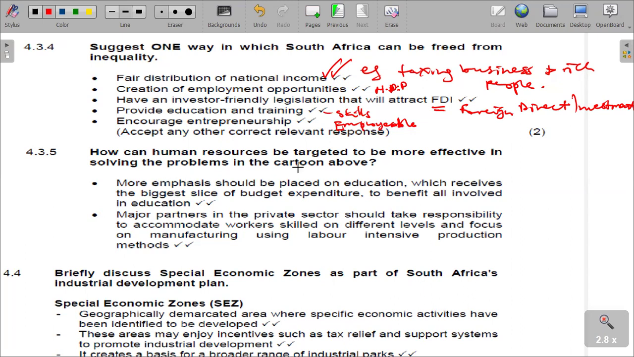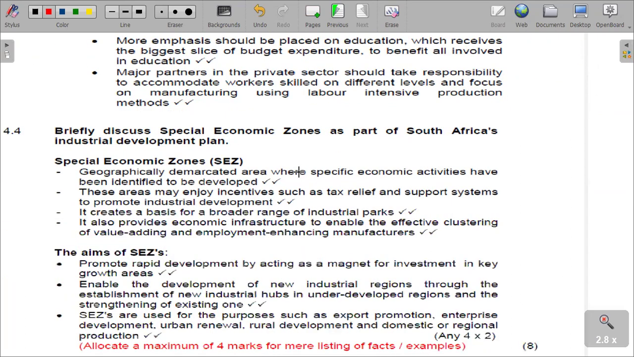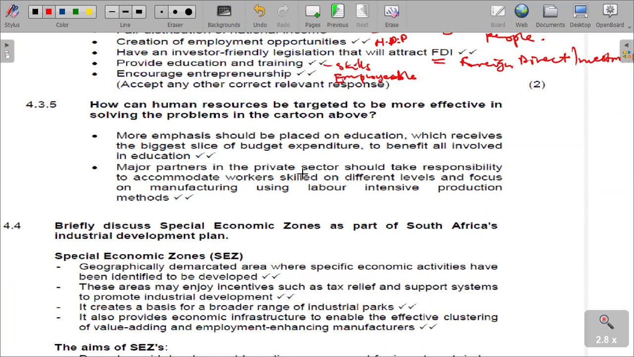How can human resources be targeted to be more effective in solving the problem in the cartoon above? What is happening in this cartoon has to do with the emphasis. More emphasis should be placed on what? On education, which receives the biggest slice of budget expenditure to benefit all involved. The cartoon was illustrating the emphasis on education, which is given a bigger slice of the budget expenditure that will benefit the education program.